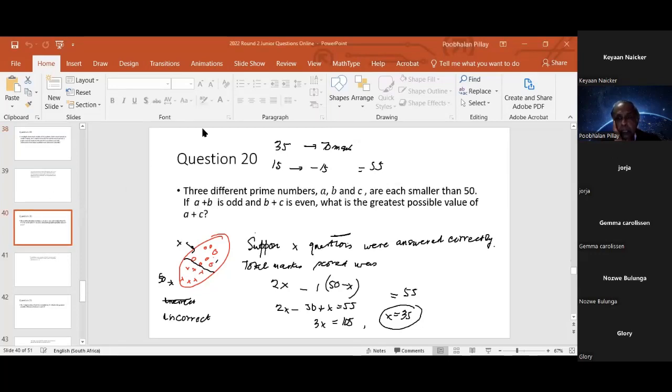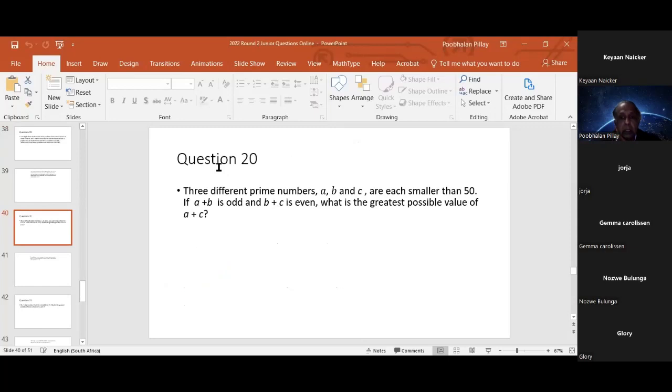Okay, so now we go on to question 20. The answer to the last question was 35. Question 20: 3 different prime numbers. Okay, so we are talking about prime numbers now. What are the prime numbers? Let's just pause here. Prime numbers are 2, 3, 5, 7, 11, and so on. So you got 3 prime numbers which are all different. You're giving them names A, B, and C. Each of them is smaller than 50, so they are chosen anywhere from 2 up to 50.